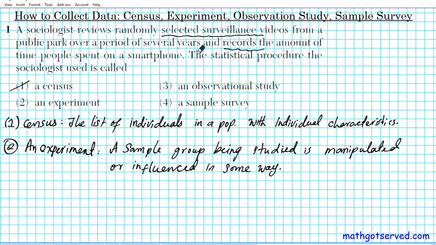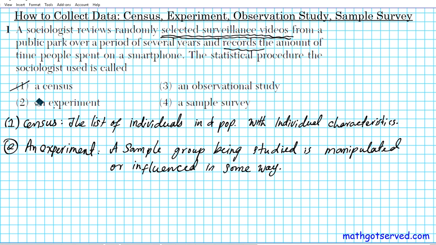In this particular situation, the sociologist just recorded the amount of time the individual spent on their cell phones. Was there any interaction between the sociologist and these individuals? The answer is no, because the sociologist is using videos from a surveillance camera, so there is no interaction whatsoever between the sociologist and the people being studied. Alright, in order for an experiment to happen, not only is there interaction, but there's also manipulation or them being influenced in one way or the other.